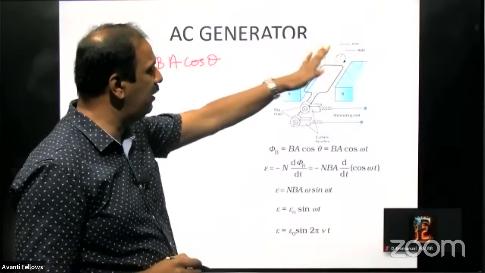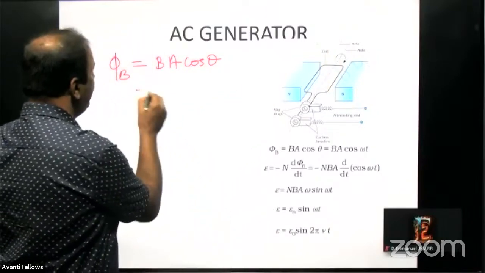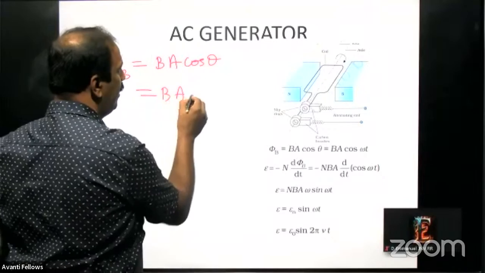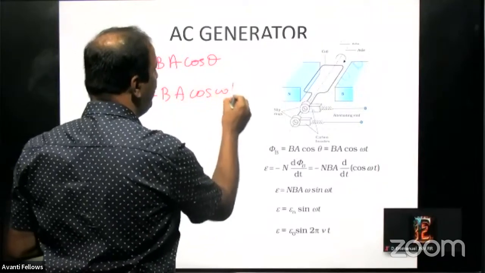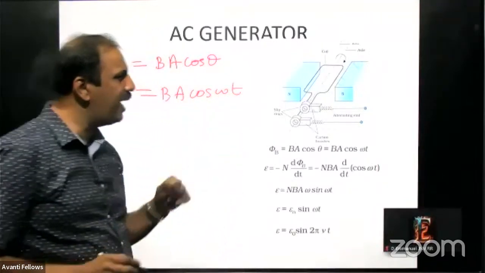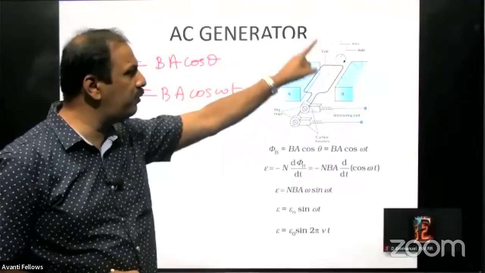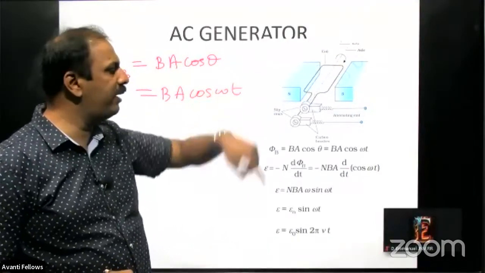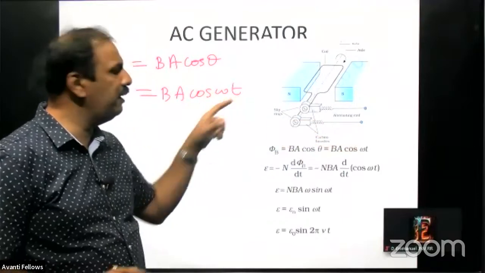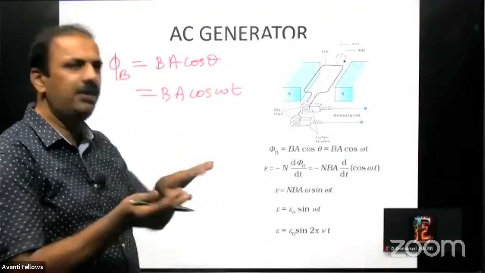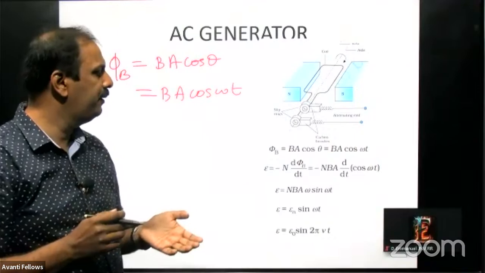When it is rotating, the angle turned we can write as BA cos omega t. What is this omega here? Omega is the angular frequency of the rotation. This coil is rotating, and its angular frequency is omega. So when you multiply omega with t, you get how much angle it turned.